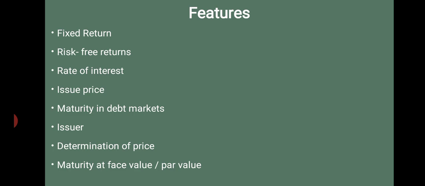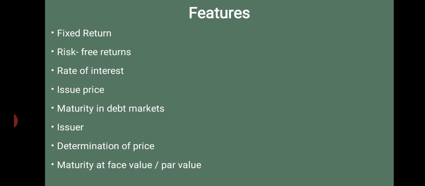Then next one, determination of price. That means the price of the instrument, that is a debt instrument, in the debt market is based on the market. Market means demand and supply. The price of the instruments is also governed by changes in economic conditions, market conditions, money market conditions, changes in interest rate of new issues, etc. So these are all the variables or factors that will affect us while determining the price of the bond.